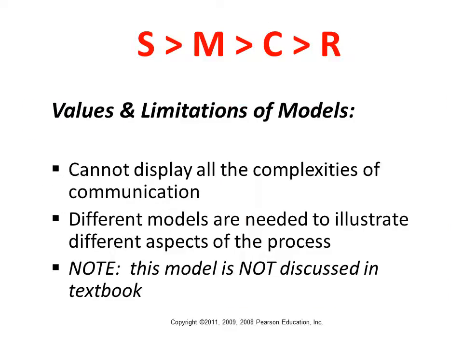Let's go back to this slide. SMCR. The S stands for sender, the M stands for message, the C for channel, and the R for receiver. Those arrows are pointing to the right. They're indicating that something with the S then moves to the M, then it moves to the C, then it moves to the R. That's why we call it the linear model of mass communication.